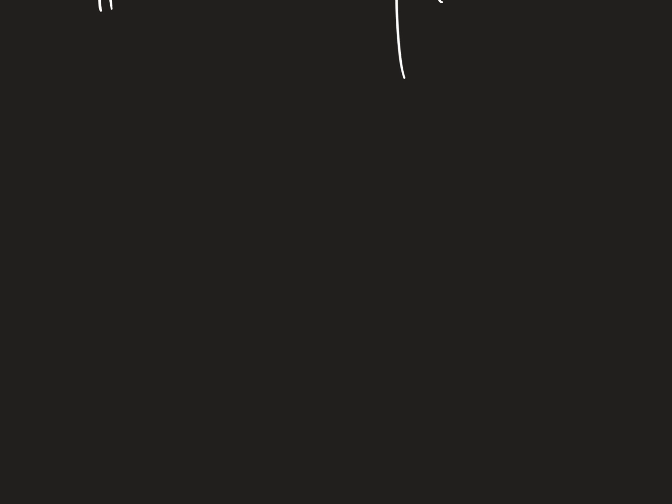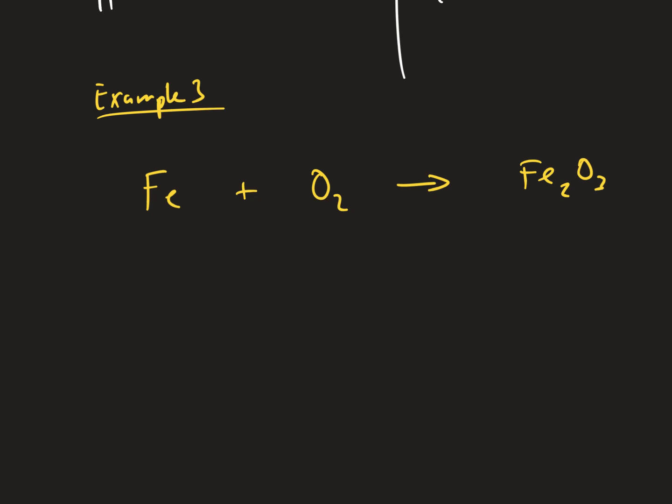All right, so here's another example. Let's say we have iron reacts with oxygen to produce iron 2 oxide, or iron 3 oxide, which is rust. Okay. If you see that there's an even amount of an element on one side and an odd amount of that same element on the other side, here's a little tip.